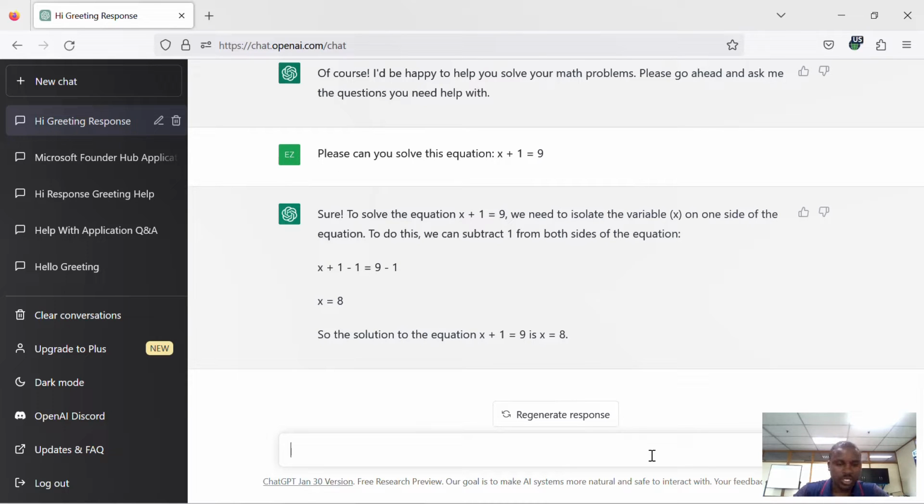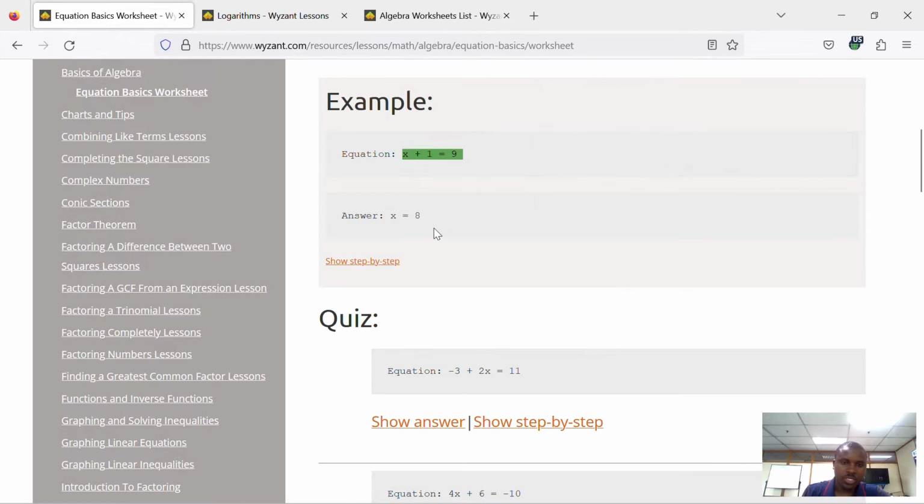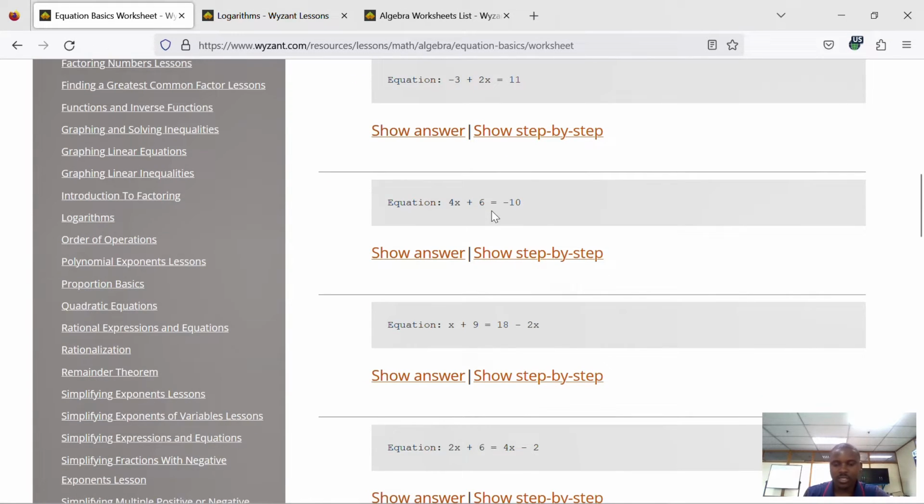X is equal to 8. So the solution to the equation x plus 1 is equal to 9 is x is equal to 8. So let's confirm. So we see that here is our answer, x is equal to 8. So this is just a basic equation that I have actually given it.